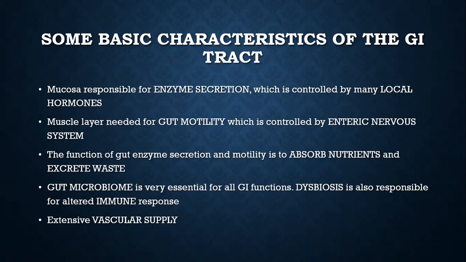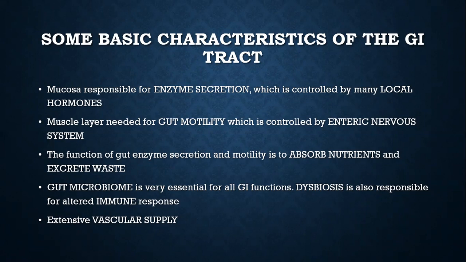Apart from the central nervous system, PNS and ANS, we have a fourth nervous system called the enteric nervous system, which is very extensive. The gut enzyme secretion, which is controlled by local hormones, and the gut motility, which is controlled by the enteric nervous system, work together for absorbing nutrients and for excreting waste. If there is any abnormality of these, we'll have diseases.